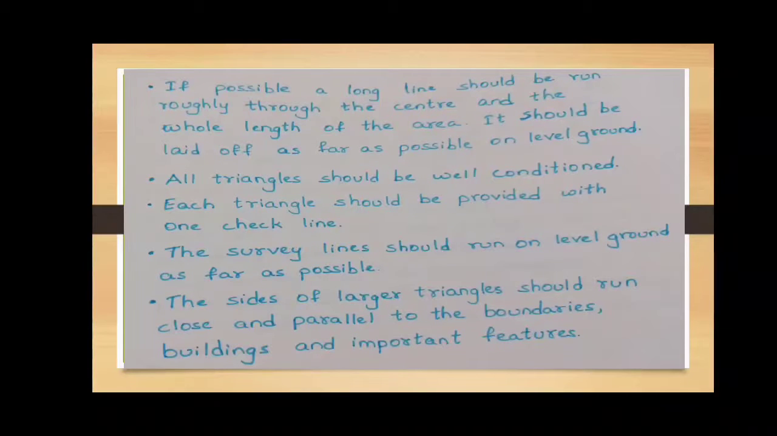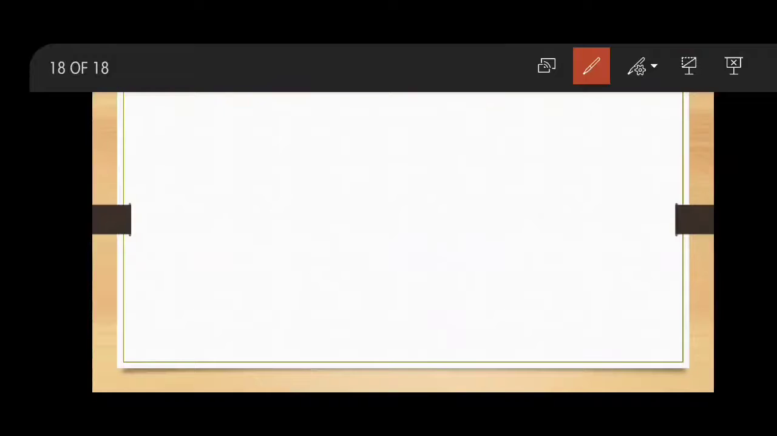When you go through the points in selection of station, you will come across some types of triangles like well-conditioned triangle and ill-conditioned triangle. And there is also another type of triangle called ideal conditioned triangle. So, let us know in detail about these types of triangles.